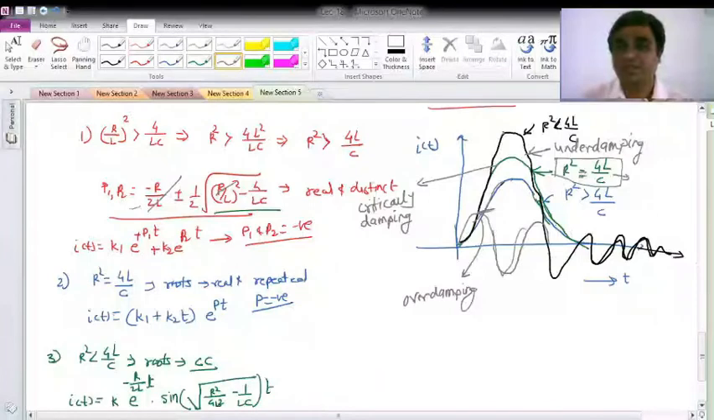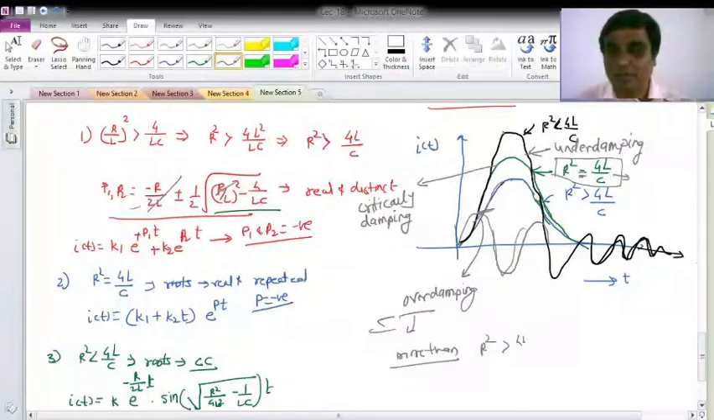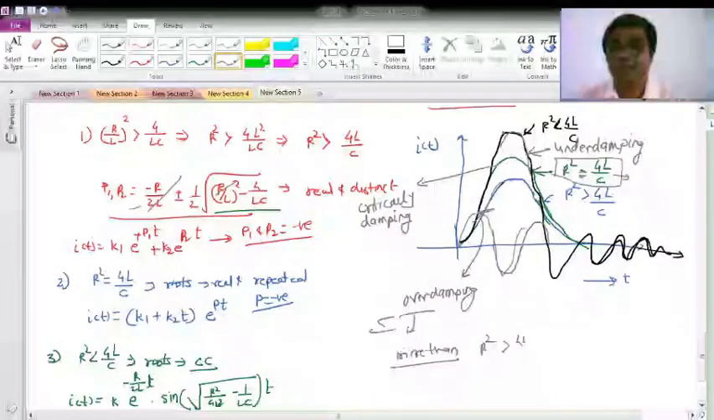So when R square is greater than 4L upon C, it is overdamped. Over here means more than. So when the value of R square is more than 4L upon C, that's why it is overdamping. When R square is equal to 4L upon C, that is the critical value, I get critical damping, and if it is less than, I get underdamped behavior, and if it is more than, I get overdamping. That is why the names are given as underdamped and overdamped.